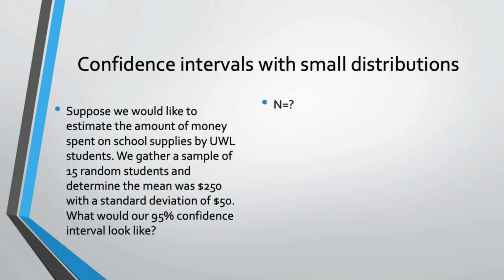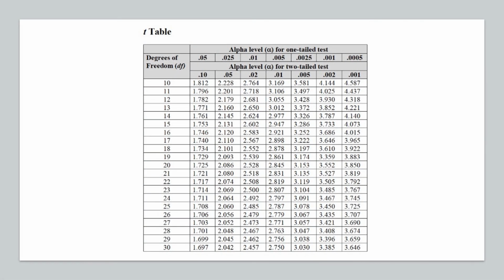So first of all, we have to figure out the N. What is the N of the study? We know that that is 15. What distribution should we use? Well, it's under 30. So hopefully you have gathered that we're using the T distribution here. We look up the T statistic in our table. Remember, we have to calculate the degrees of freedom. So 15 minus 1 equals 14.